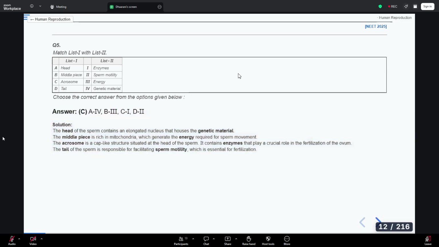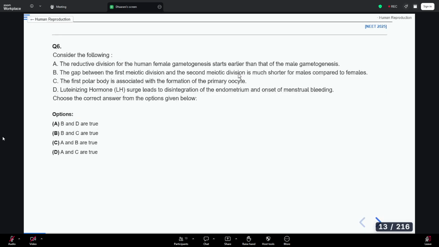So what is the role of the head? The head contains the nucleus which holds the genetic material. The middle piece contains mitochondria, so it provides energy for the sperm to move. Then acrosome is a cap-like structure which you can see in the head of the sperm, and acrosome contains enzymes. Then the tail portion helps in the motility of the sperm. Okay, good. Very good. Next question.